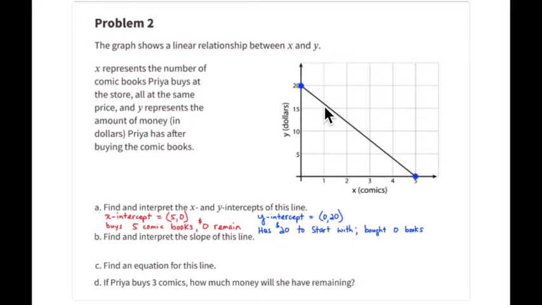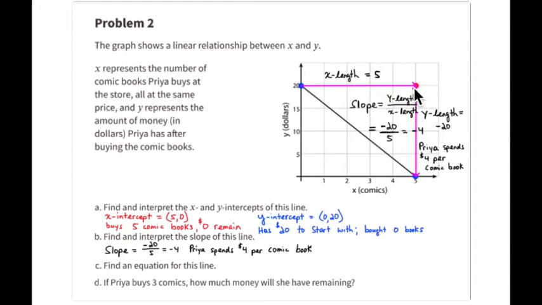Well, to figure that out, you're going to take the amount of change along the y-axis, which is 20 units. So this is going to be a negative 20, and divide that by the amount of change along the x-axis. Well, this is 5 units. So the slope is $20 per 5 comic books, but it's a negative $20 because she's spending money, so it's going away. So it's a negative 20 divided by 5 equals negative 4. So Priya spends $4 per comic book.